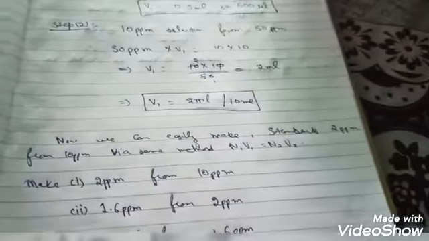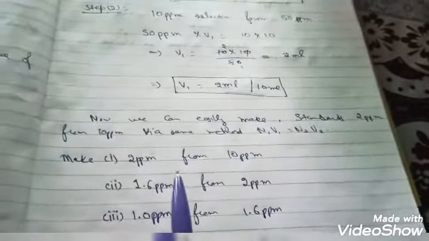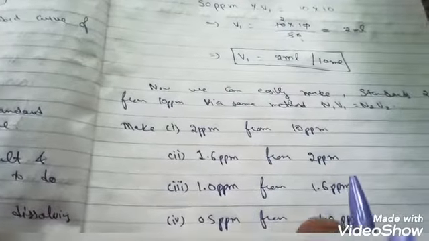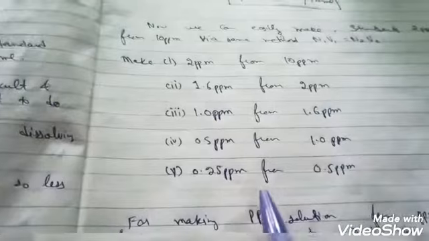Now we can easily make standards, 2 ppm from 10 ppm via the N1V1 method. So make 2 ppm from 10 ppm, 1.6 ppm from 2 ppm. This is a serial dilution.